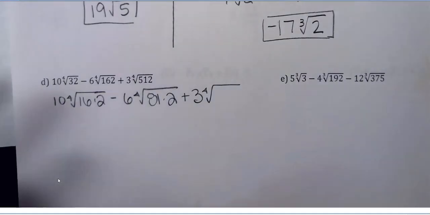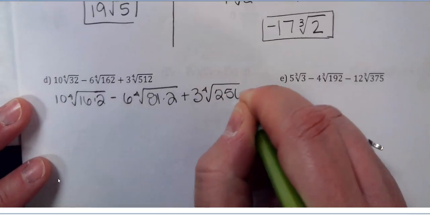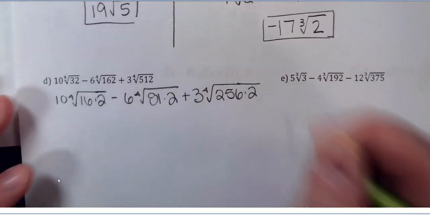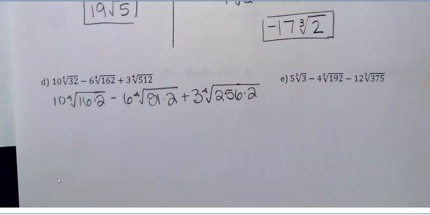Oh, yep, 256 times 2, right? Good deal. Okay, now we're doing the fourth root. So sometimes these will throw people off. Actually, all three of these perfect fourths are also perfect squares. So make sure you pull out the right number.